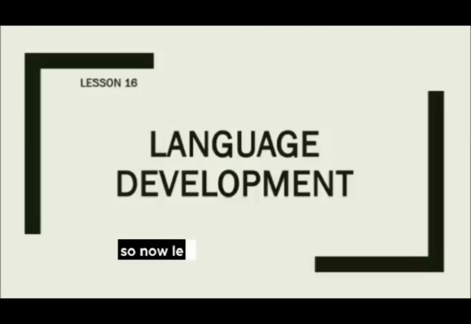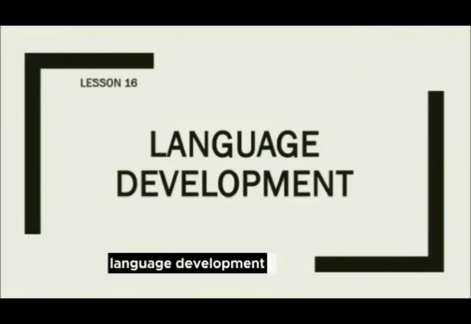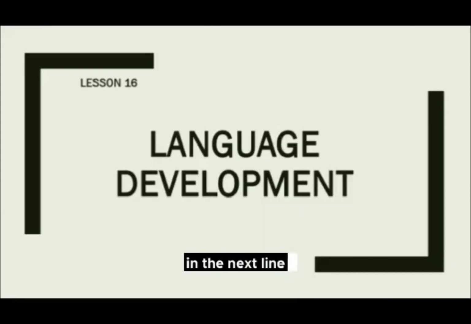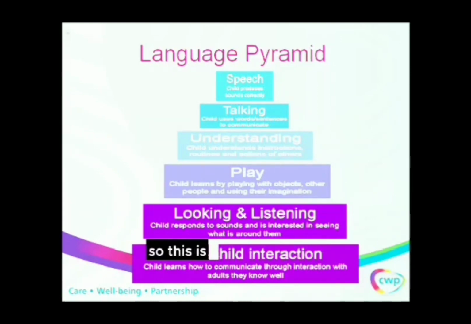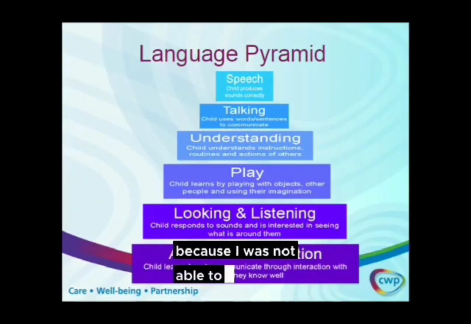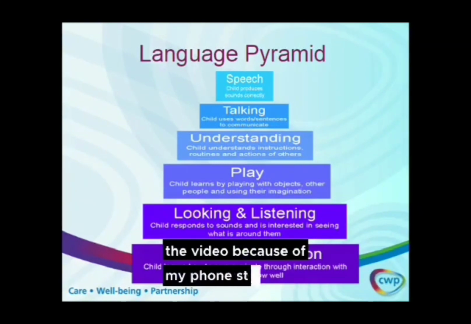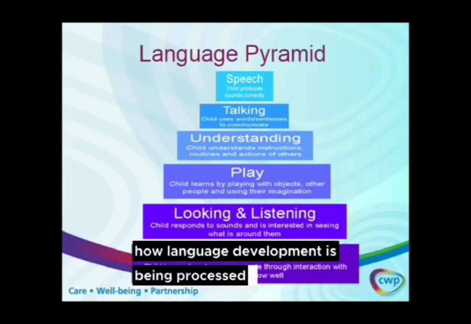So now, let's move forward to language development. Language development is the process through which children acquire the ability to process speech and communication. In the next slide, I will show you the language pyramid. So, this is the language pyramid. Pardon the picture, because I was not able to download the video because of my phone storage. Fortunately, this picture shows how language development is being processed.